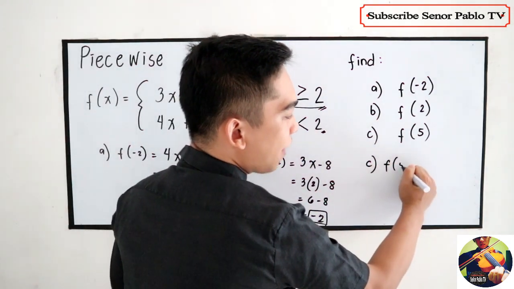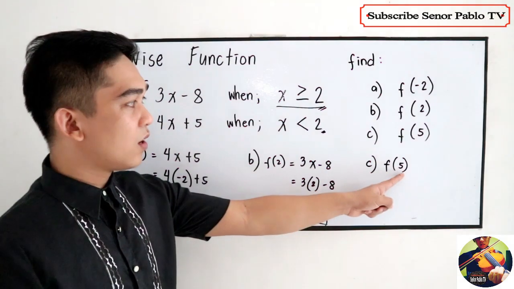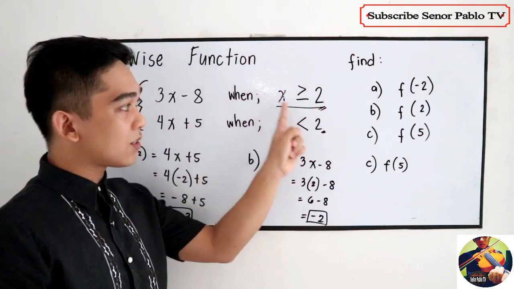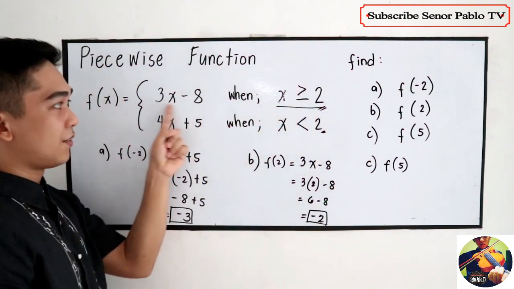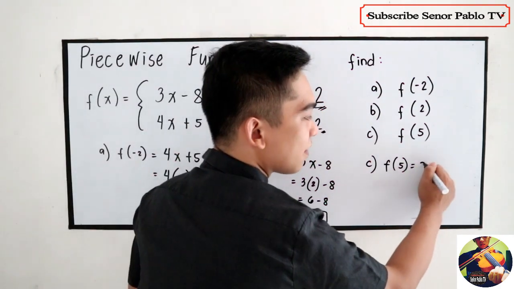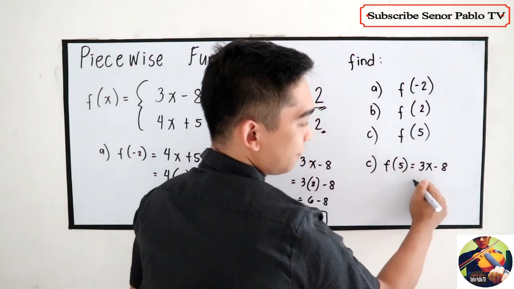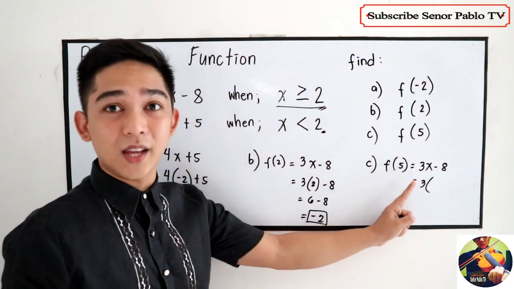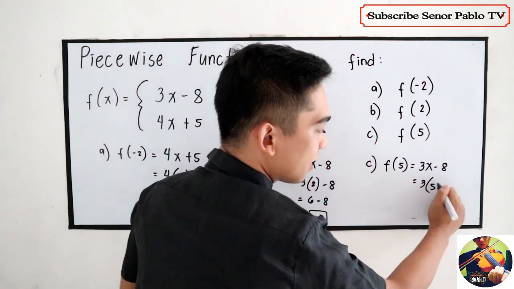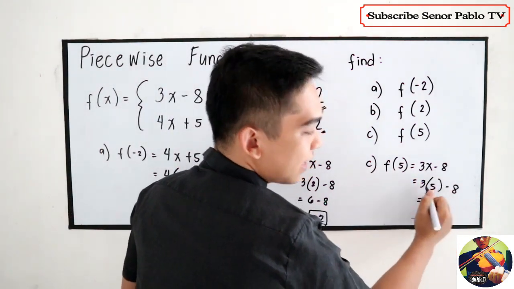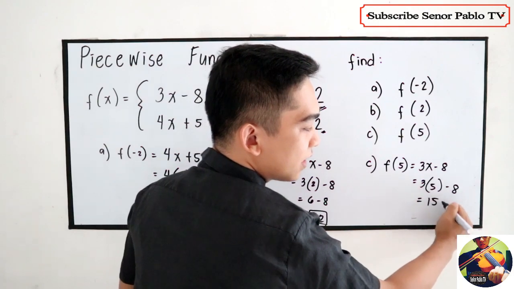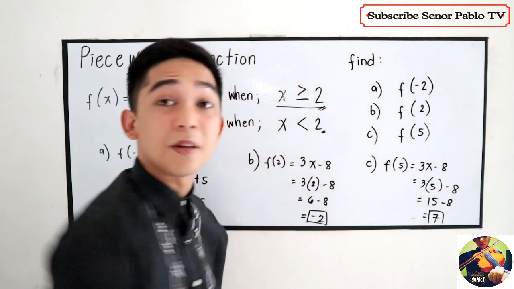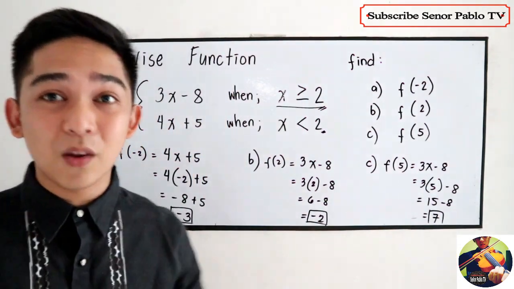f of 5. So f of 5, we know that 5 is greater than 2. So dito tayo papasok. So we have 3x minus 8. 3 times, our value of x is 5. So substitute ulit. So 5 minus 8. And 3 times 5, 15 minus 8. And therefore, we have 7. 15 minus 8 is 7. So, ganun lang yung pag-evaluate ng fraction.